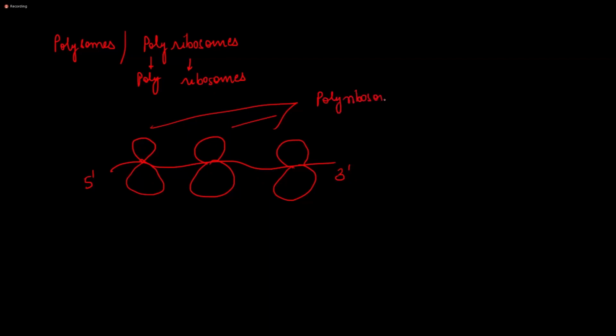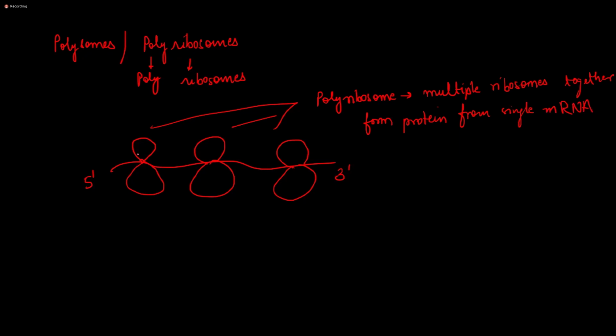This structure is called a polyribosome. So what is a polyribosome? It is multiple ribosomes that together form protein from a single mRNA. There are multiple ribosomes attached, and from each ribosome a polyprotein is formed. So this complete structure is known as a polyribosome. Poly means multiple ribosomes attached to a single mRNA that together form multiple polyproteins.